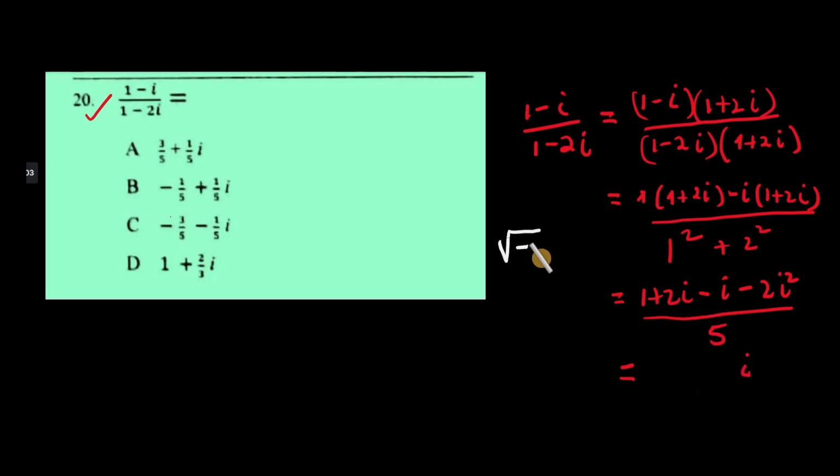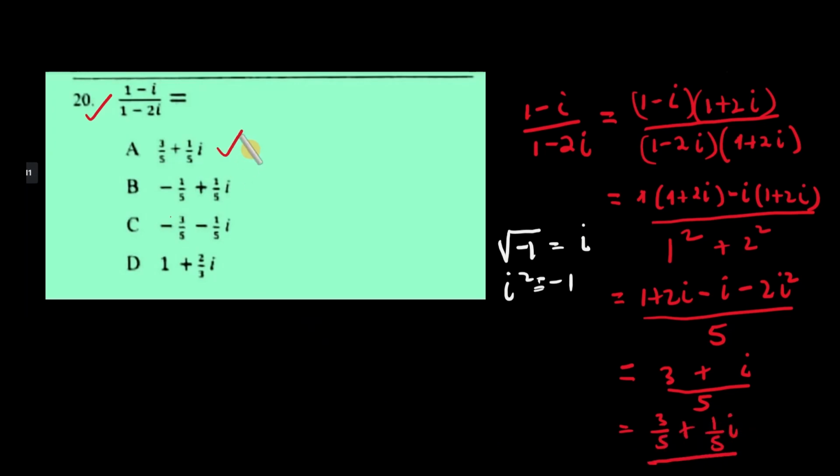You know the square root of minus 1 is equal to i. It means i squared is equal to minus 1. i squared here is minus times minus is plus. It means 1 plus 2, which is 3, plus i all over 5, which is the same as 3 on 5 plus 1 on 5 i. This answer is the same as this one, which is A.